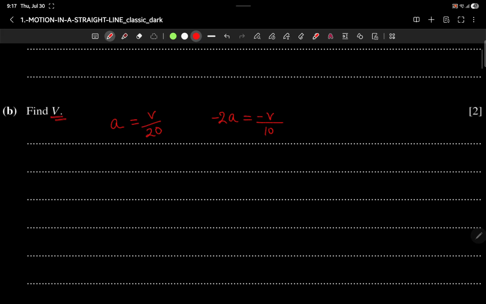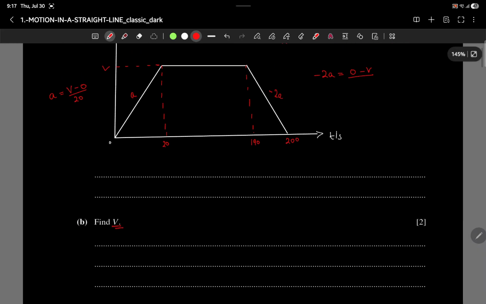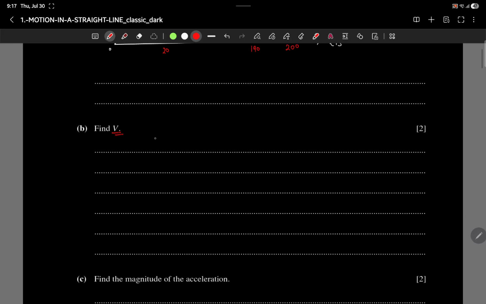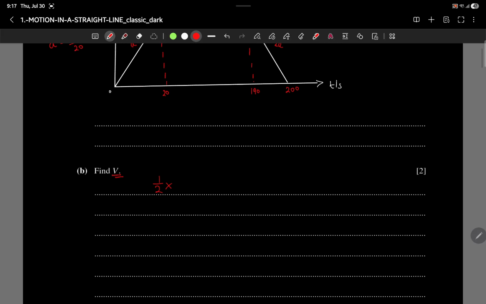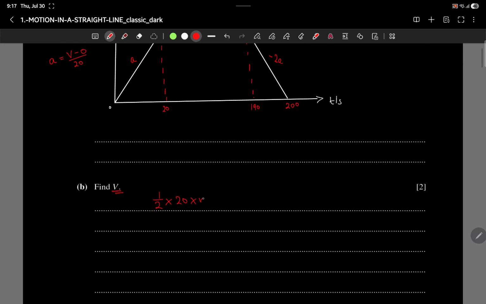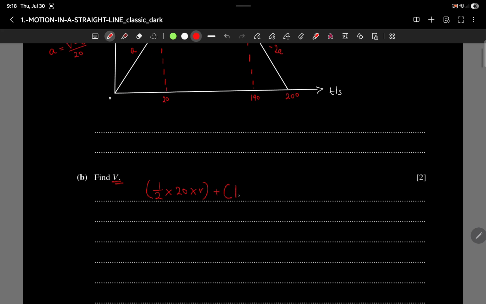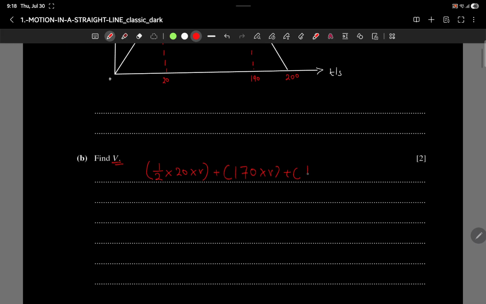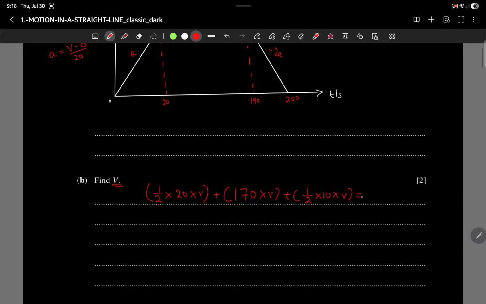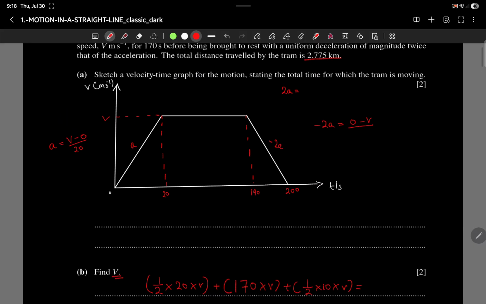But it says find v. Well, instead of doing this, I think the better option is just using the area. So what's the total area? The area is the area of the rectangle, which is base into height, which we're going to consider v. The rectangle over here is 170, so 170 into v, plus the triangle over here, so half into 10 into v. All of this is going to be equal to 2.775 kilometers.